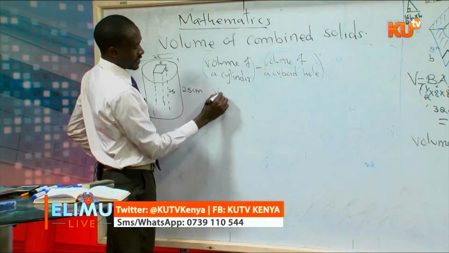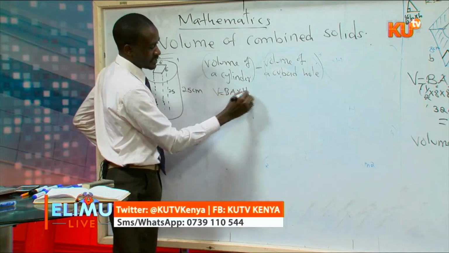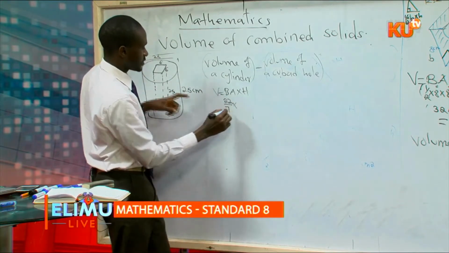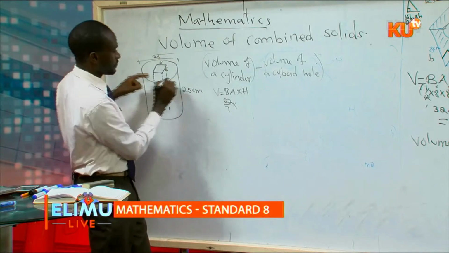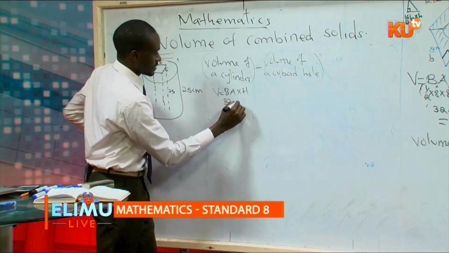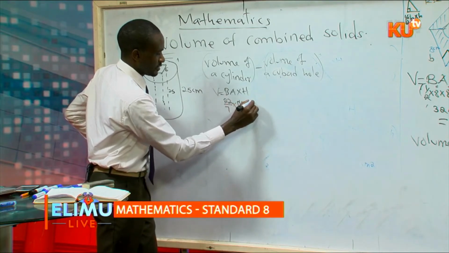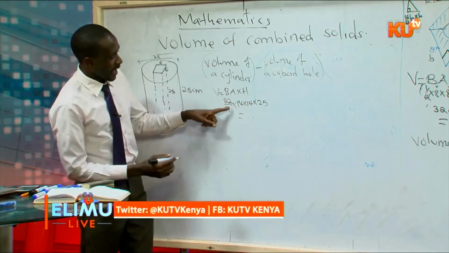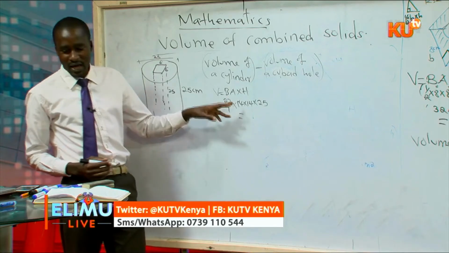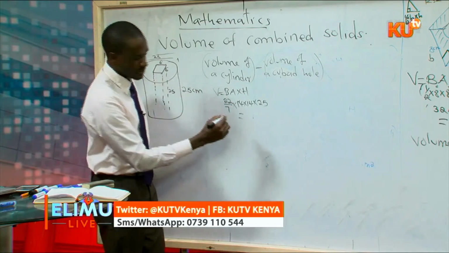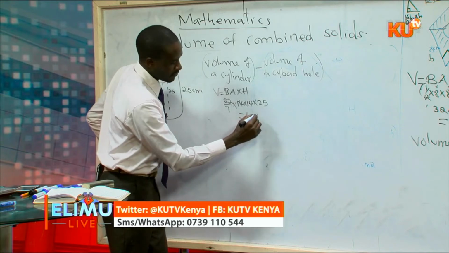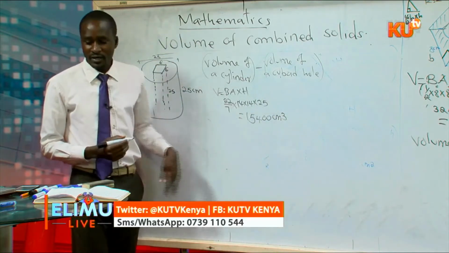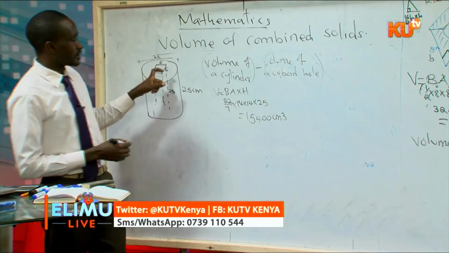So we say volume of a cylinder is base area times height, whereas base area here we say 22/7, because it's a circle, times 14 times 14 times height, which is 25. So which is pi r squared h. That will give us 15,400 cubic centimeter.